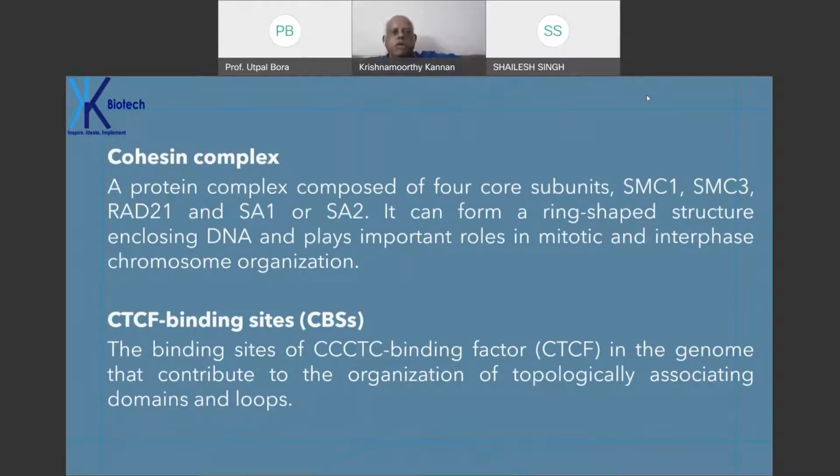Cohesin is a protein complex composed of 4 core subunits, SMC1, SMC3, RAD21, and SA1 or SA2, that can form a ring-shaped structure enclosing DNA and plays important roles in mitotic and interphase chromosome organization. Then you have the CTCF binding sites, what are called CBSs. The binding sites are CTCF binding sites in the genome that can contribute to the organization of topologically associated domains and loops.